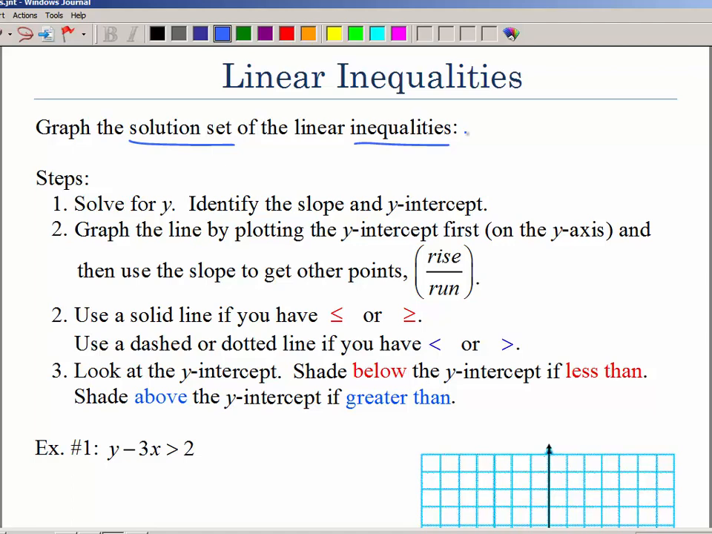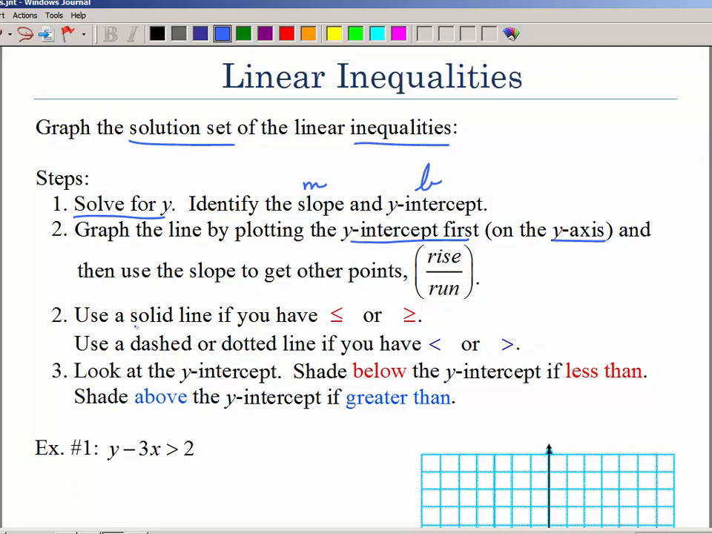First of all, you're going to treat it just like a line, and you're going to solve for y. And you're going to find that slope and that y-intercept. And then we're going to graph the line by plotting that y-intercept first on the y-axis, and then we're going to use the slope, that rise over run, to get other points.